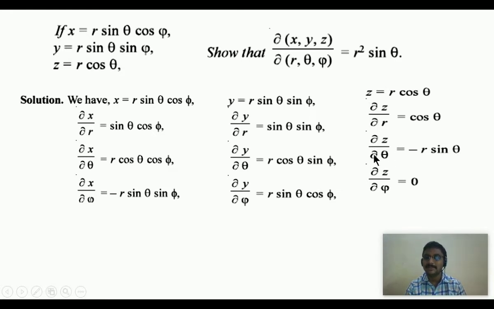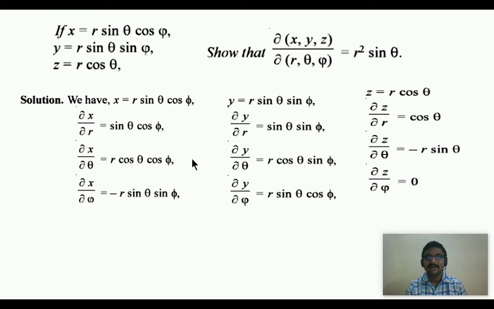While differentiating z partially with respect to theta, keep r as a constant, phi is also treated as constant. Cos theta derivative is minus sin theta. Like these, all partial derivatives are easily evaluated. We just have to know that the partial derivative with respect to r is 1. Sin theta derivative with respect to theta is cos theta, cos theta derivative with respect to theta is minus sin theta. Sin phi derivative with respect to phi is cos phi, cos phi derivative with respect to phi is minus sin phi.